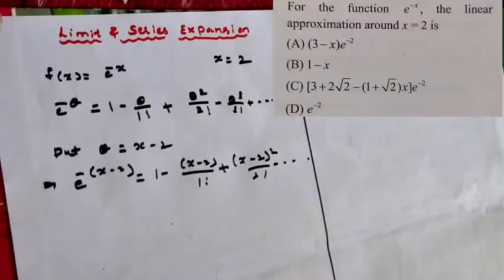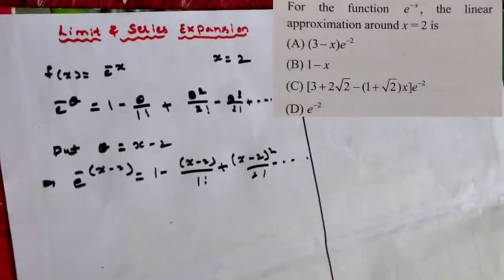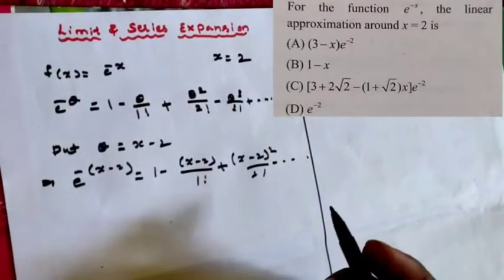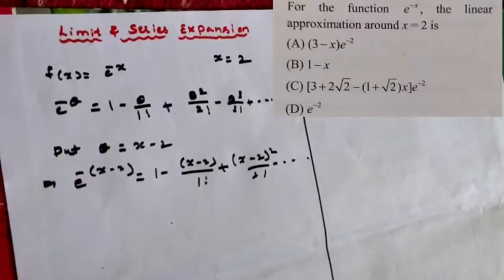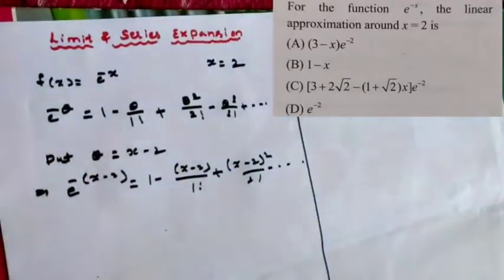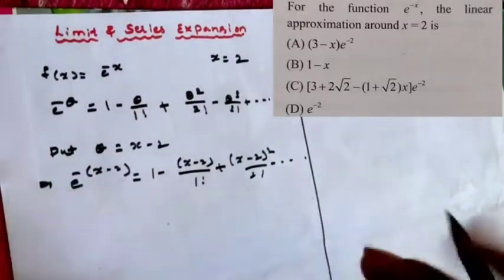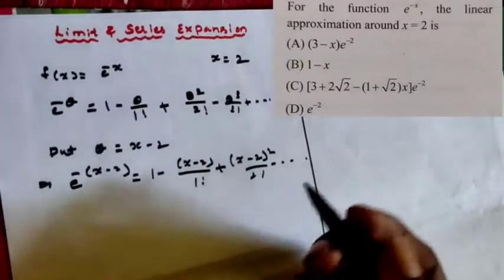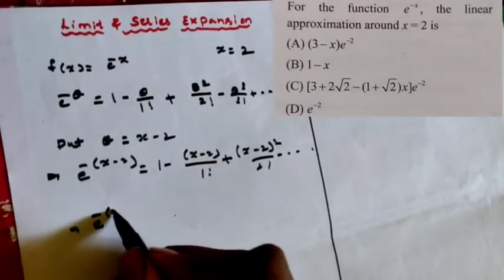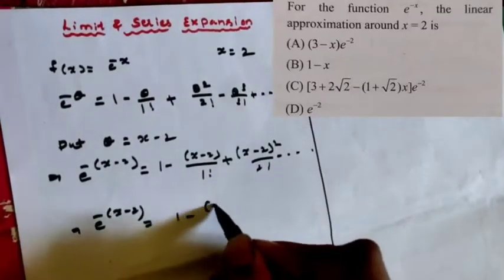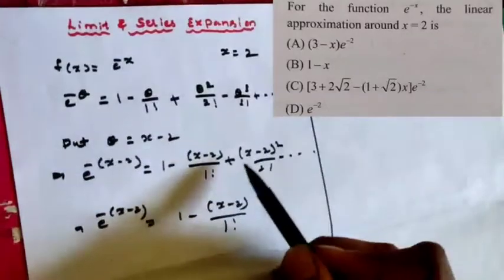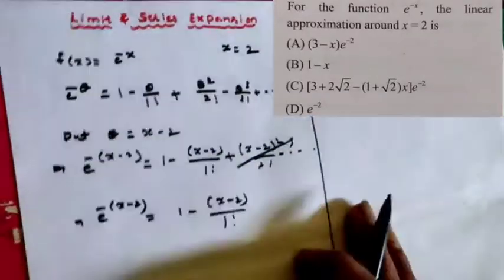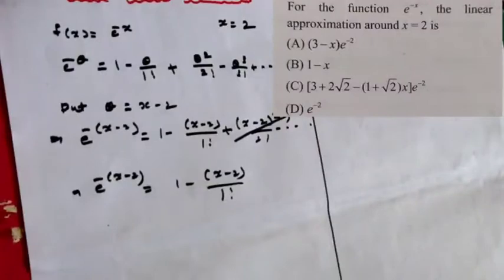In the question they gave linear approximation. That means a linear expansion contains only degree 1. Therefore, according to the given data, for linear approximation, square and other higher power terms are neglected. This implies e power of minus (x minus 2) equals 1 minus (x minus 2) by 1 factorial; all the higher power terms are neglected.